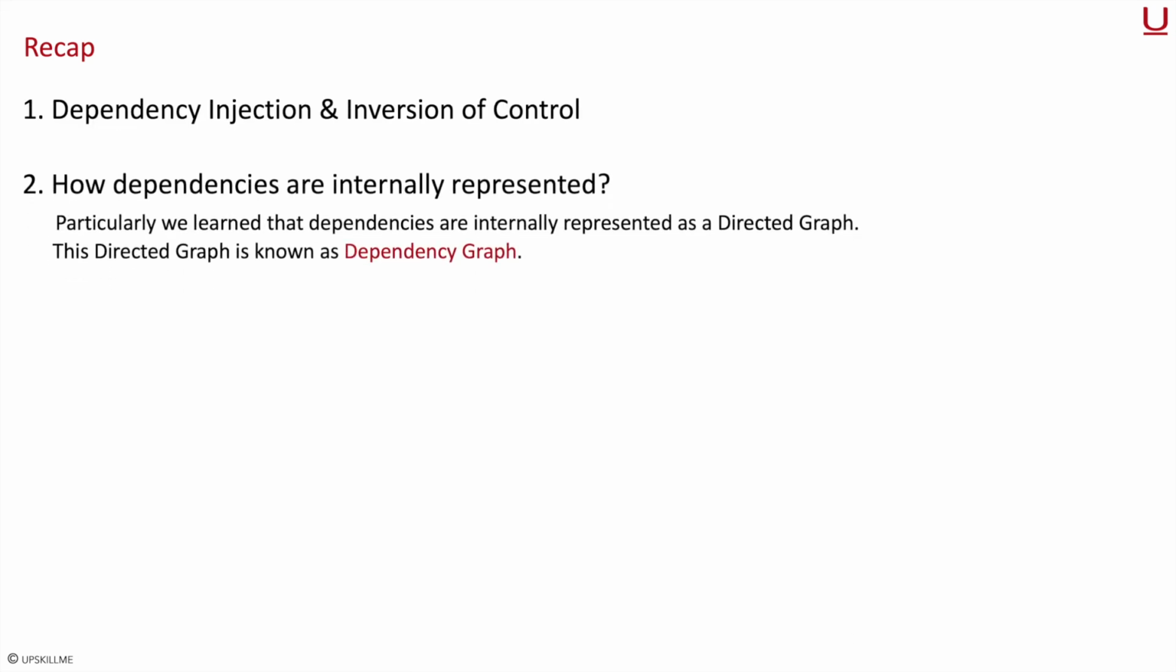Let us quickly recap. In today's video, we learned number 1, what is dependency injection and inversion of control. Number 2, how dependencies are internally represented. Particularly, we learned that dependencies are internally represented as a directed graph. This directed graph is known as dependency graph. With the strong foundation of basic concepts, it will be trivial for you to understand the Spring framework. From the next video onwards, we will start our journey on understanding Spring framework in detail, particularly the Spring core container, its modules, etc.